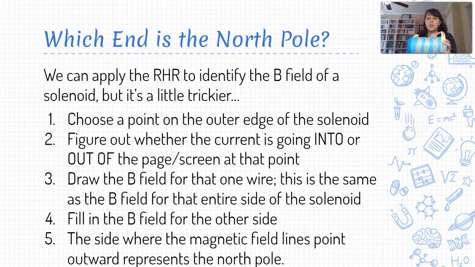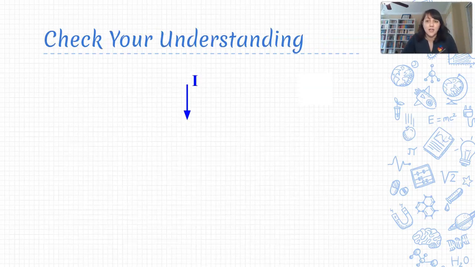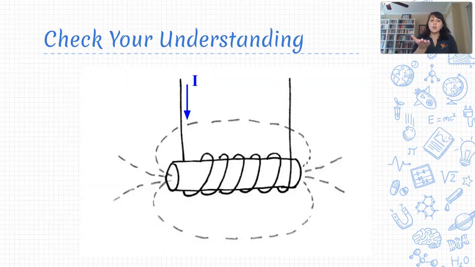And so then you can fill that in, and you'll be able to see where the field lines are exiting the solenoid and where the field lines are entering the solenoid. I realize that's still probably a little hand-wavy for you, so let's walk through an example together. Okay, so let's consider this solenoid right here.